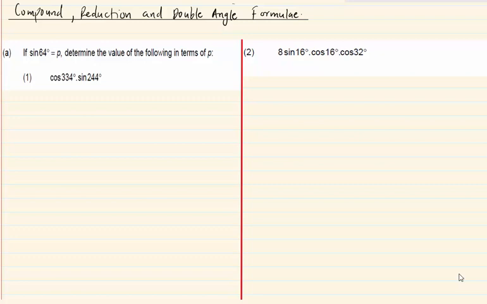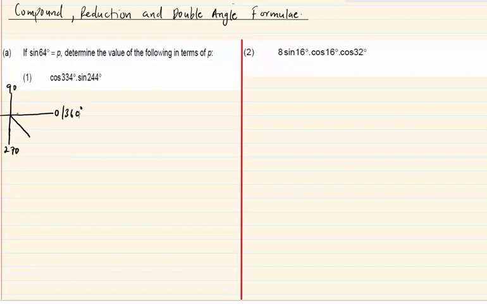How can we write this expression in terms of P? You'll notice that 334 is a fourth quadrant angle. So if I were to draw something like this, we know in our CAST diagram that this is going to be 0, 90, 180, 270, and it goes back to 360 degrees there. And so this angle is going to be equal to 334 degrees.